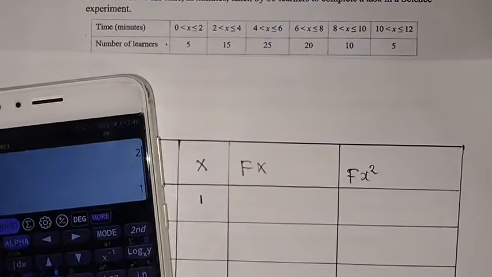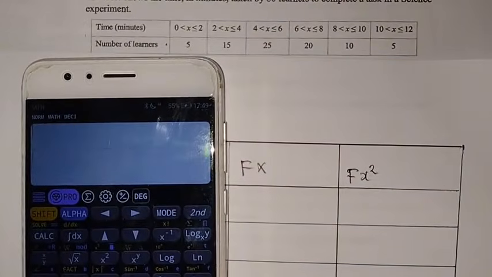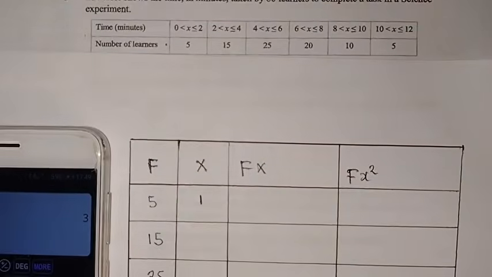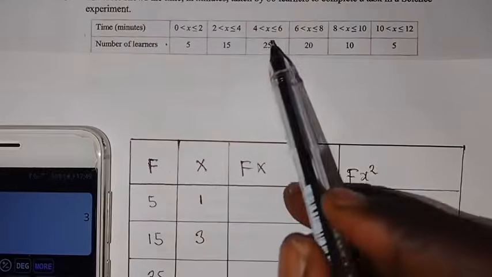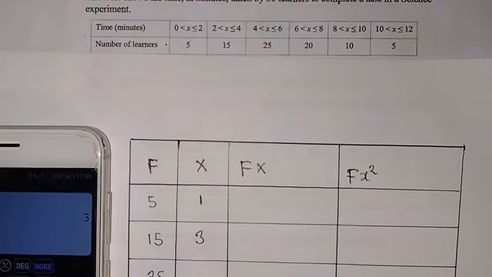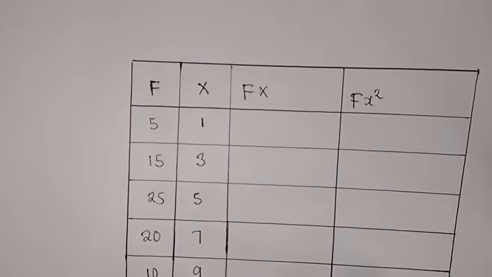So that 6 you get, you need to divide it by 2 because it's the midpoint. So you write 6 divided by 2, which is a 3. So the midpoint right here is 3. This is what we are going to do even to these remaining ranges. Alright, so these are the values that you are going to get.